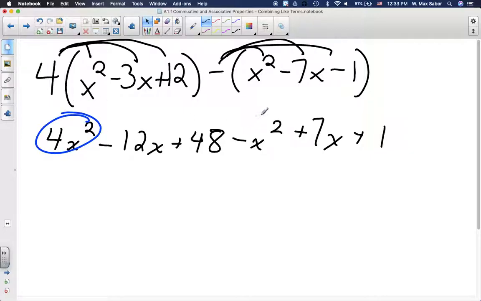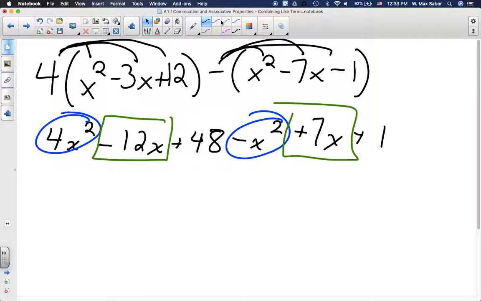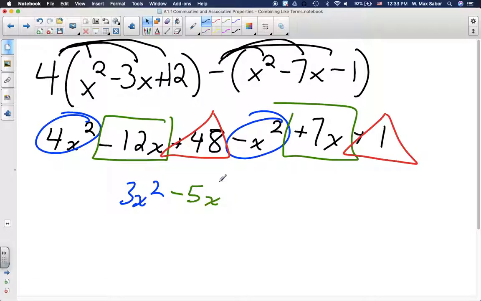Now we identify the like terms. So the like terms here are 4 minus 1 is 3x squared. Negative 12 plus 7 is negative 5x. And lastly, 48 plus 1 is 49.